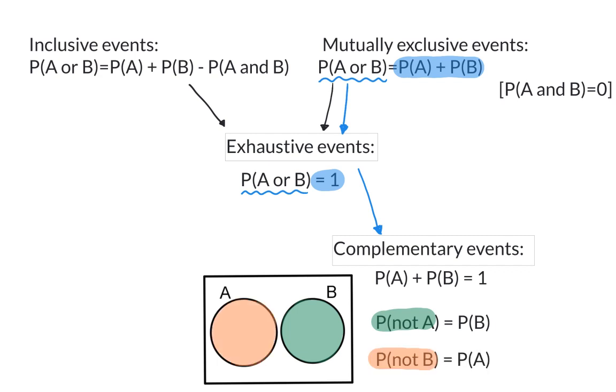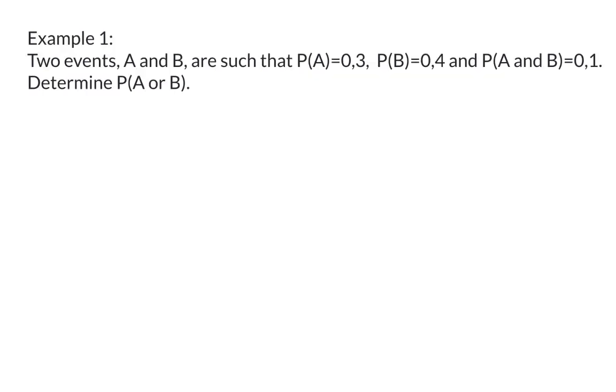Next, we're going to have a look at a few examples where all these different definitions as well as their formulas will be needed. Example 1. Two events A and B are such that the probability of A is 0.3, the probability of B is 0.4, and the probability of A and B is 0.1. Determine the probability of A or B.